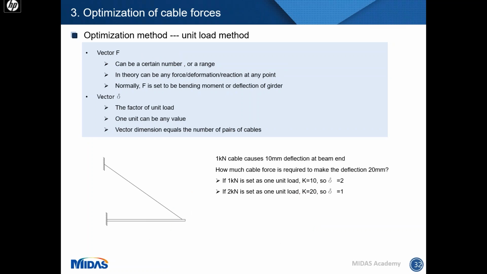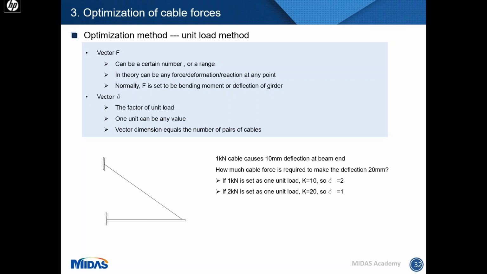Vector F can be a certain number, or it can be a range. In theory, it can be any force, deformation or reaction at any point, but normally F is set to be bending moment or deflection of girder or pylon or whatever.